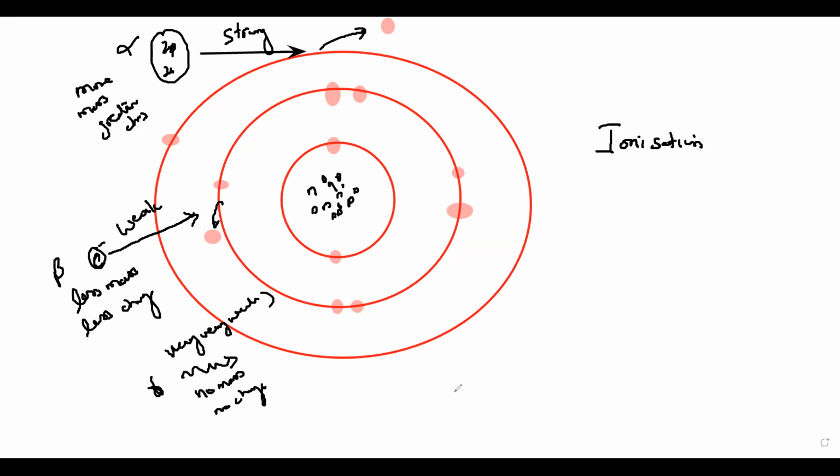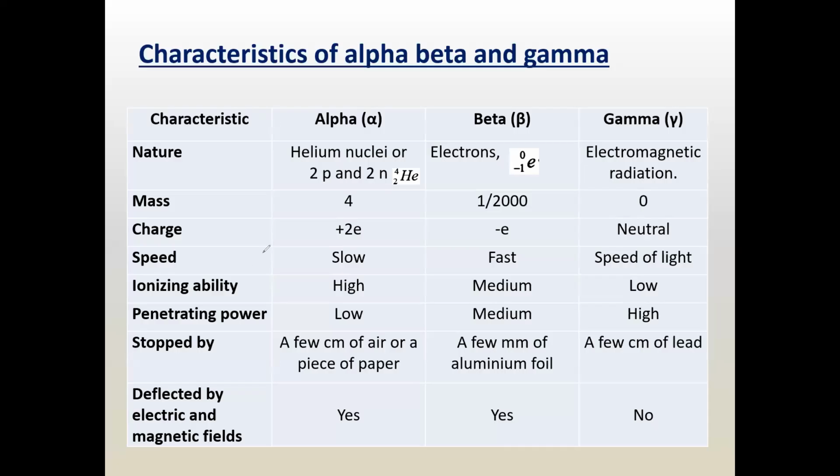So that's why, when we compare the properties, you can see here, the ionizing ability is high for alpha, medium for beta, and low for gamma. The penetrating power means the distance which these radiations can travel before they are stopped.